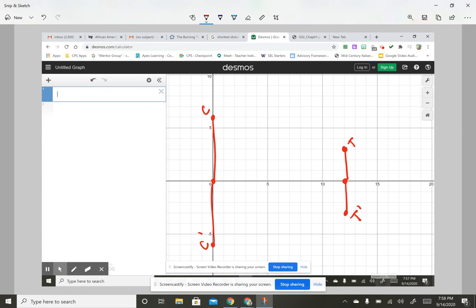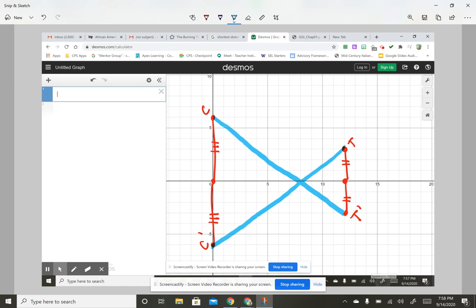Those are reflections. Therefore, we know these two segments are congruent. We know these two segments are also congruent. Now we can go into the idea that we're going to create a line between C and T prime, the shortest distance between those two points. And then we're also going to create the shortest distance between C prime and T.